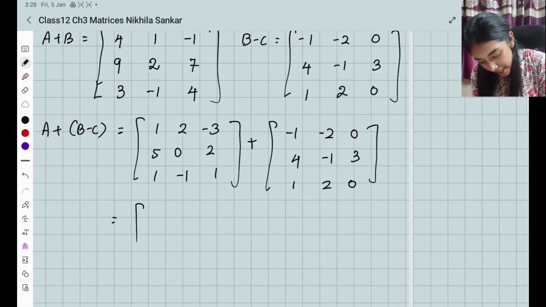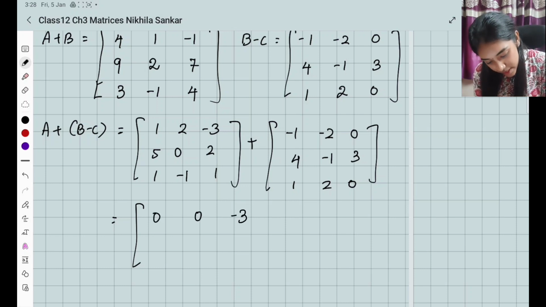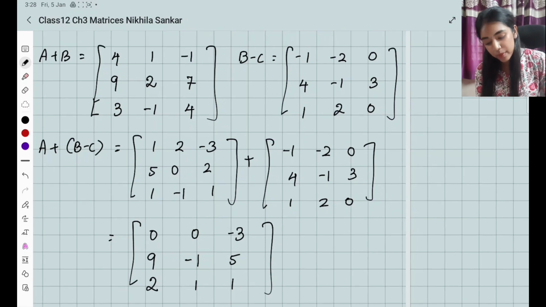Okay, so let me add these two. I'm going to have 1 minus 1 is going to be 0. 2 minus 2 is also going to be 0. Minus 3 plus 0 is minus 3. 5 plus 4 is 9. 0 minus 1 is going to be minus 1. 2 plus 3 is 5. 1 plus 1, 2. Minus 1 plus 2 is 1. 1 plus 0, 1. So, this is A plus B minus C.